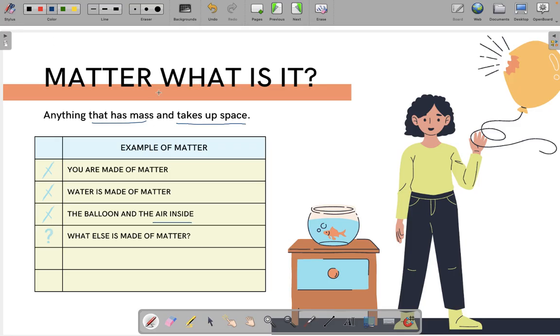Yes, sir, air is a matter. Yeah, why is air a matter? Sir, because it takes up space. Yeah, but does air have mass?